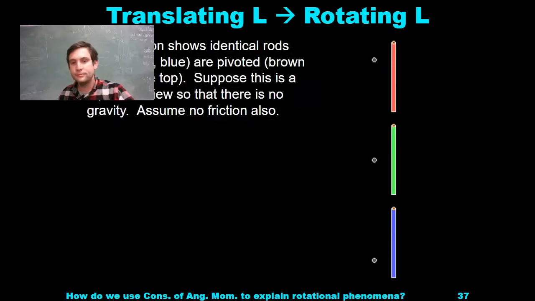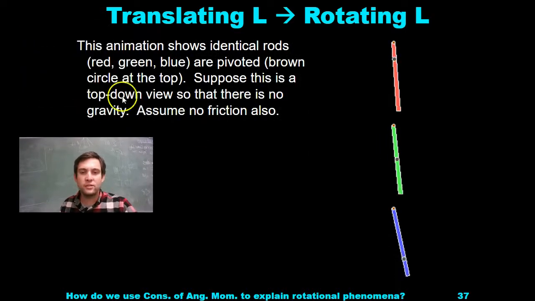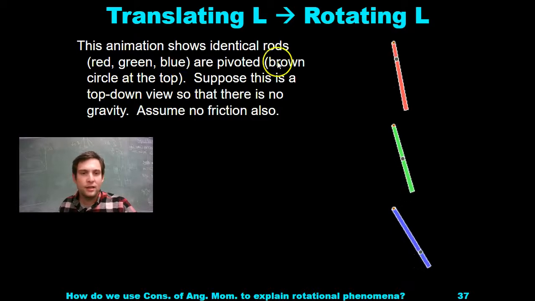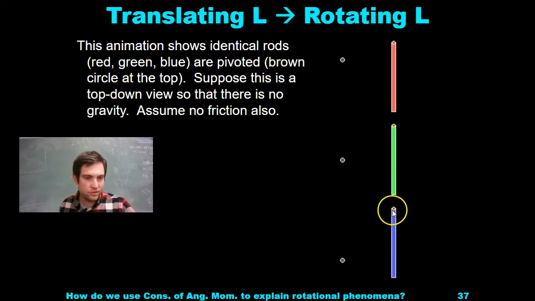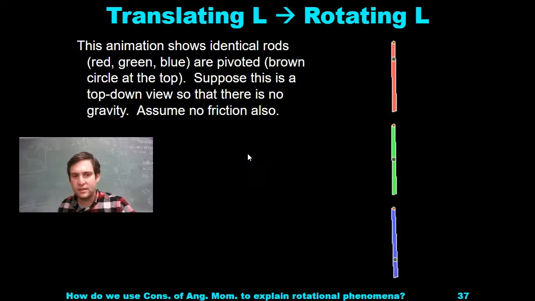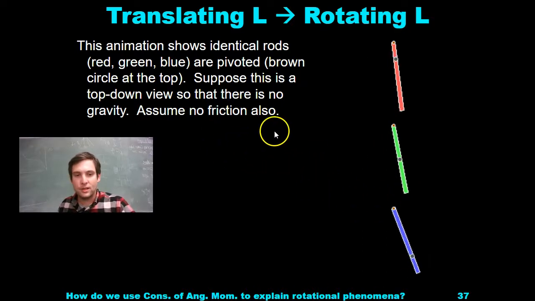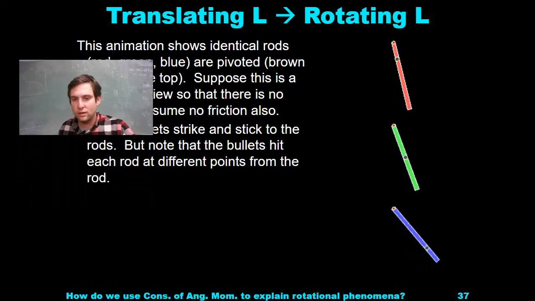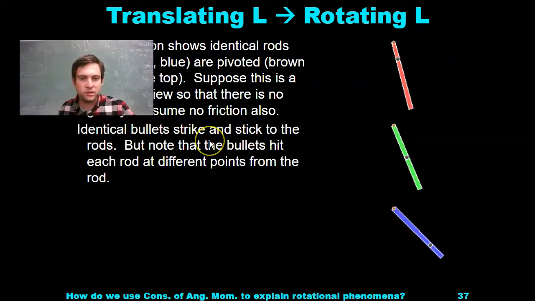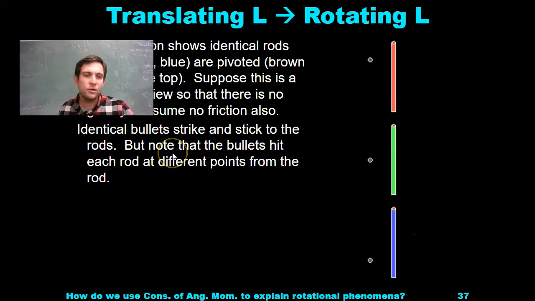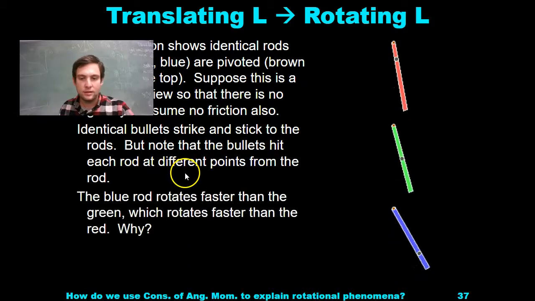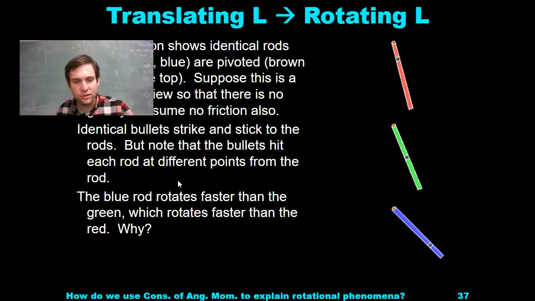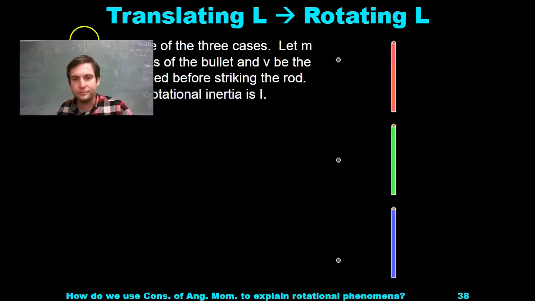Pinball. This animation shows identical rods, red, green, blue, pivoted around the brown circle at the top. So there's a circle at the top, if you can't see it, and that's the pivot point. We're assuming no friction, no gravity. Identical bullets strike and stick to the rods, but note the bullets hit each rod at different points from the pivot. The blue rod rotates faster than the green, which rotates faster than the red.